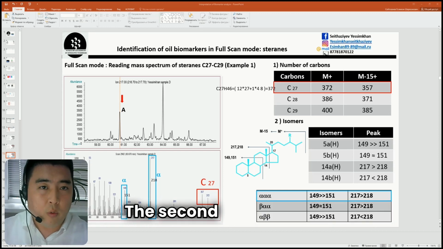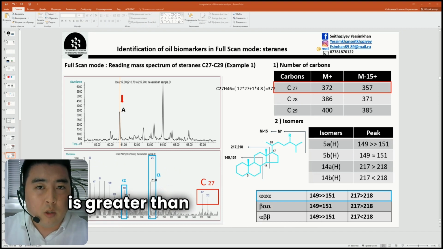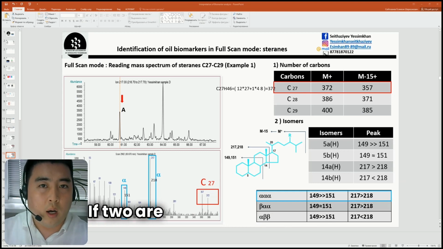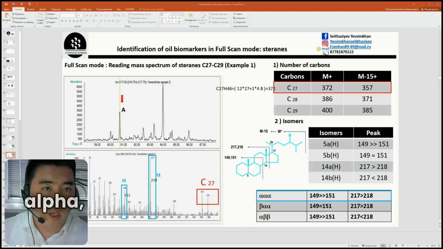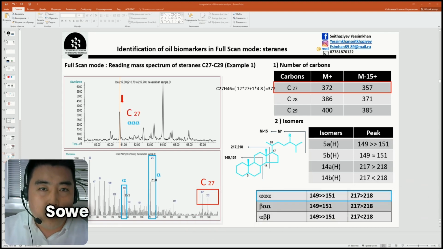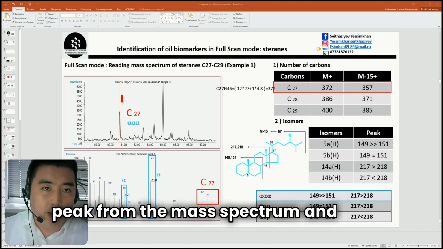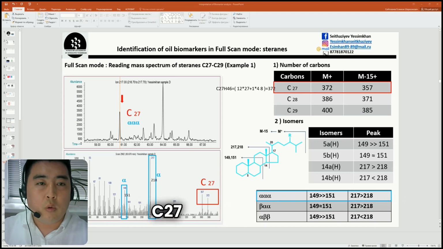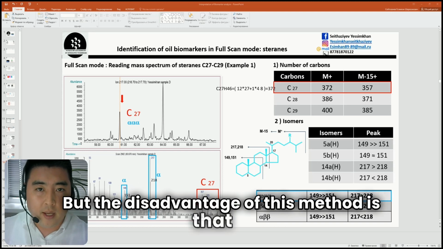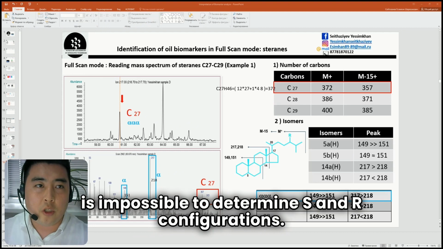The second one is 217 ion is greater than 218 ion, which means also alpha. If two are alpha, or second is also alpha, then the third will automatically be alpha. So we were able to determine the unknown peak from the mass spectrum, and that is C27 alpha alpha alpha sterane. But the disadvantage of this method is that it is impossible to determine S and R configurations.